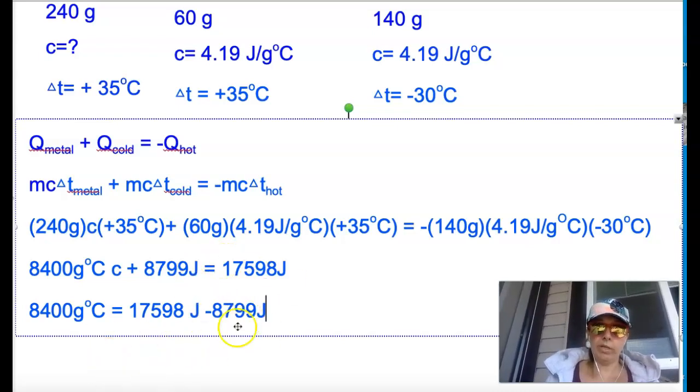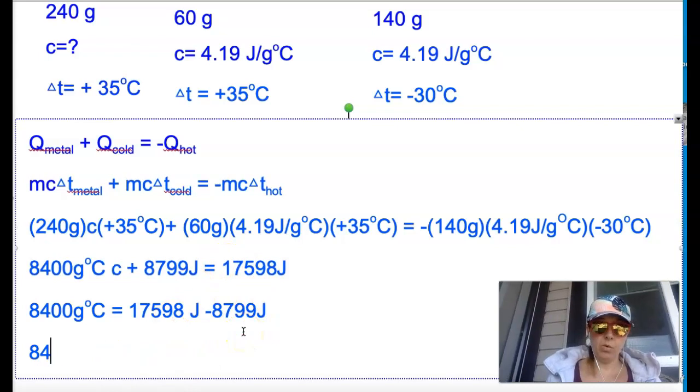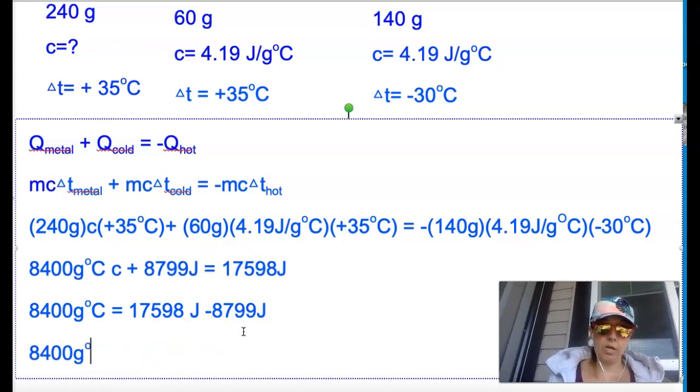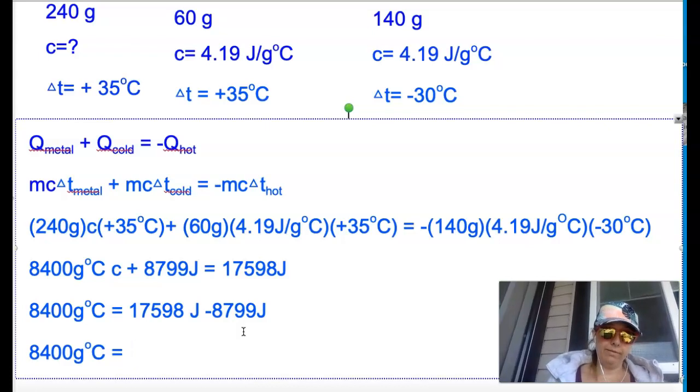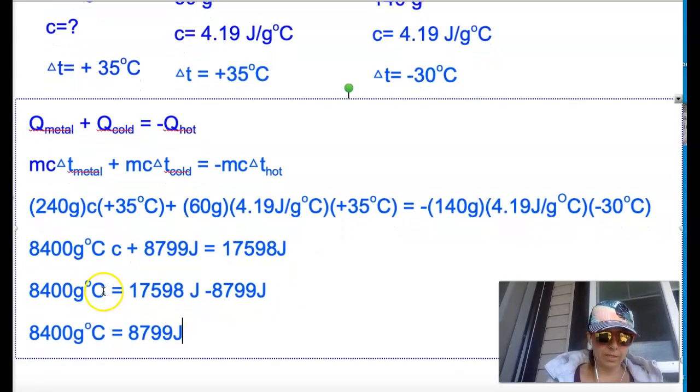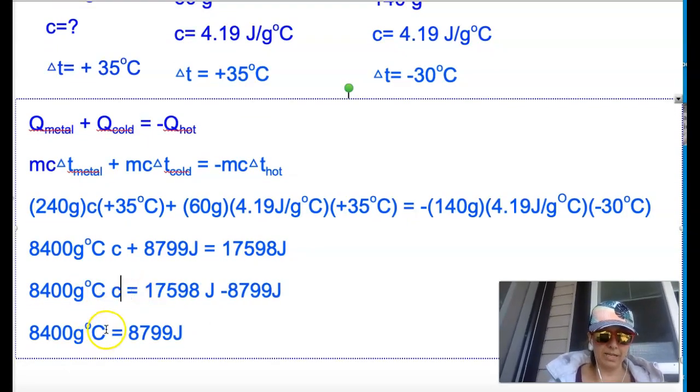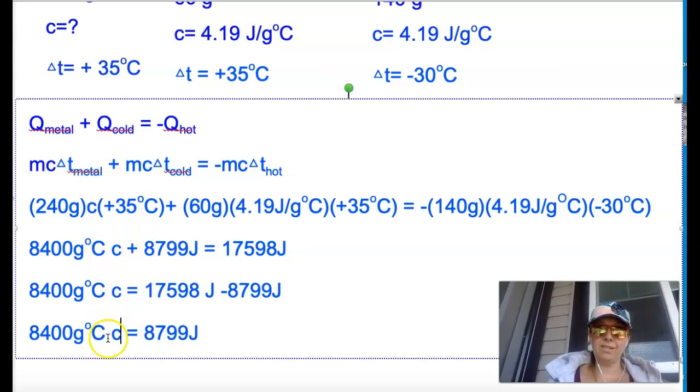Okay, and if you want to figure out what this is all in one step and skip this one, you definitely can do that. Again, I'm just writing everything out. So 17,598 minus 8,799 comes to 8,799 joules. So, oh, I lost my C. I was thinking something was missing here. Okay, there we go. There's the C.